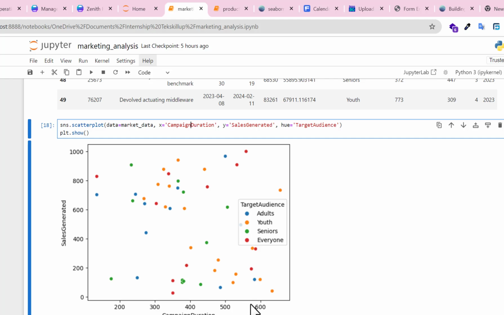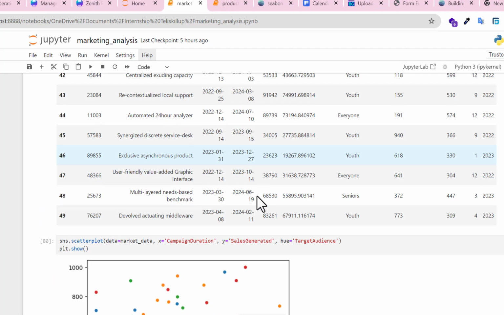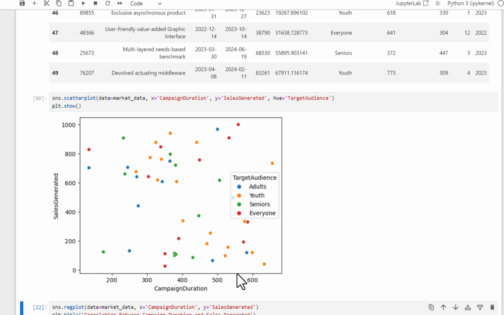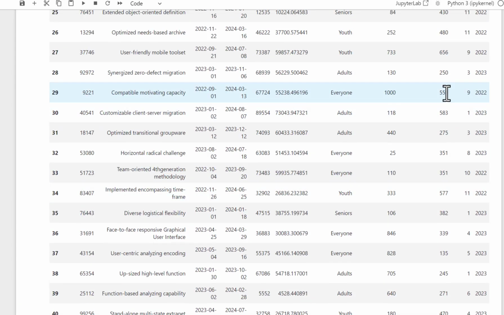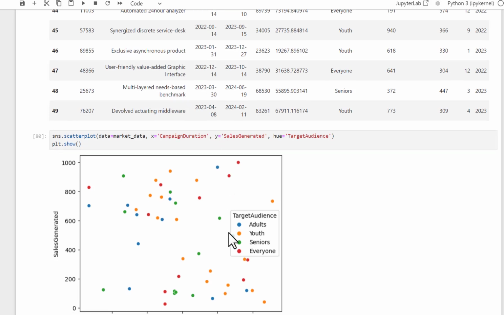Now we can see this. This should be for everyone, and I think it gave us the highest number of sales generated. Okay, so let's run this to see. So this gave us the highest number of sales generated, approximately 500, 600. For the campaign duration, this could be about 500 and something. The length of the days gave us that. Should be around 559. That gave us 1,000 sales.